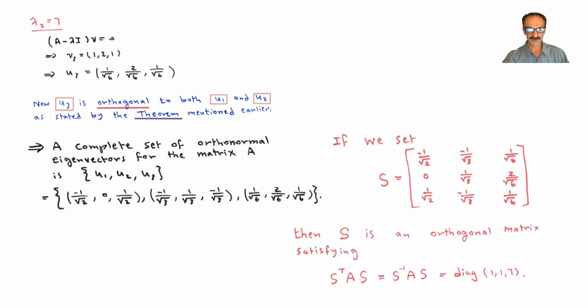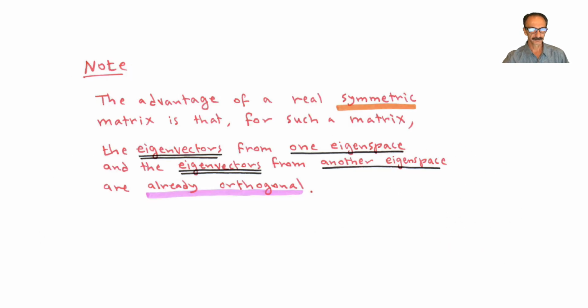Alright, so it's clear. We used the Gram-Schmidt because we had two vectors within one lambda, so we had to use Gram-Schmidt. In lambda 2 we did not have to, and now we have it. This is back to the earlier section where we build S from the eigenvectors. Note, the advantage of a real symmetric matrix that we're dealing with is that for such a matrix, the eigenvectors from one eigenspace and the eigenvectors from a different eigenspace are already orthogonal.